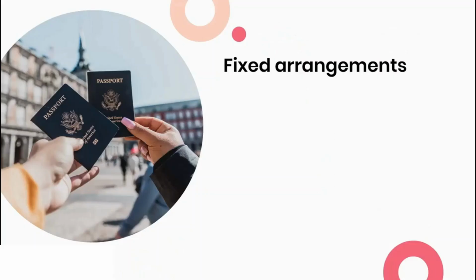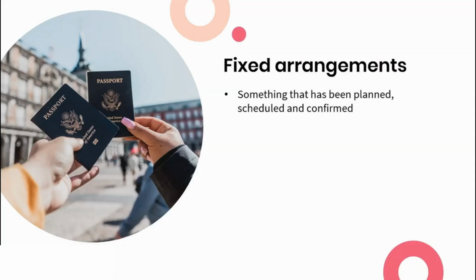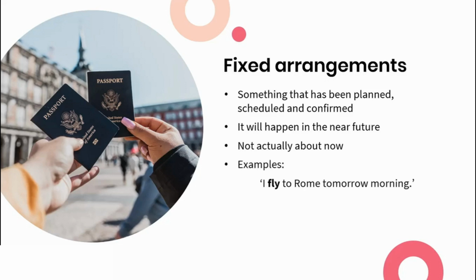The next context is fixed arrangements. A fixed arrangement is something that has been planned, scheduled, and confirmed to happen in the near future. Even though we use present tense, it's not actually about now. It's about the future. For example, I fly to Rome tomorrow morning. School starts next week.